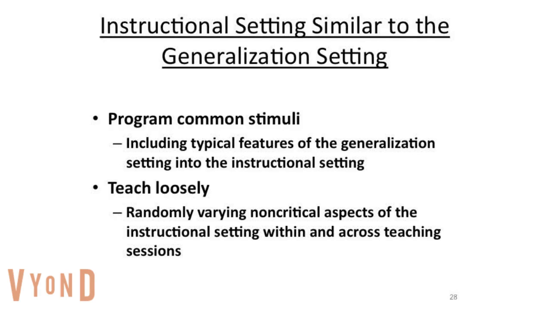Another strategy is making the instructional setting similar to the generalization setting. And there's two ways to do that, which we'll talk about in more detail in the following slides. The first one is program common stimuli. So include those features in the generalization setting in the teaching setting, and then teaching loosely. And that's randomly varying other aspects of the instructional setting within and across the teaching setting.